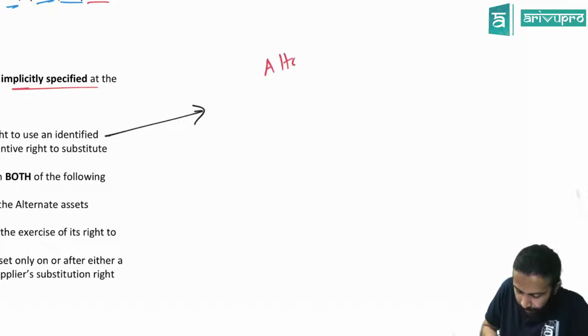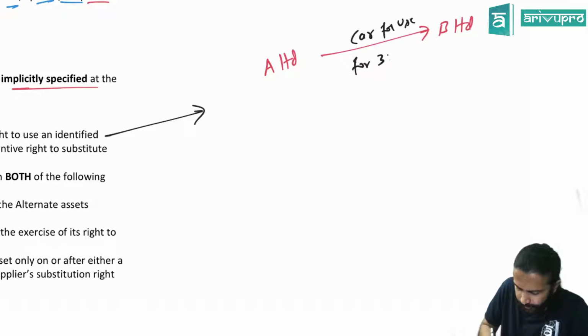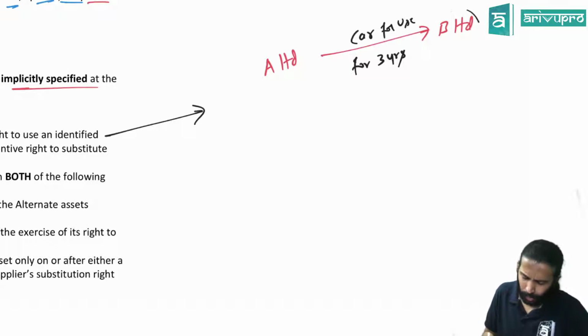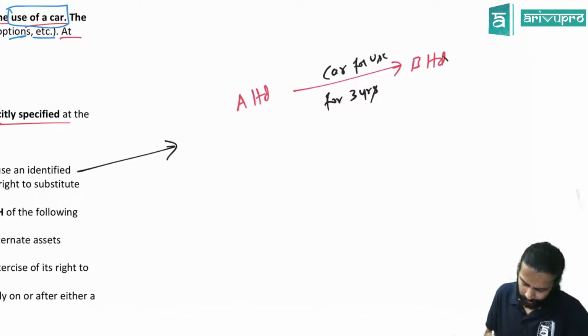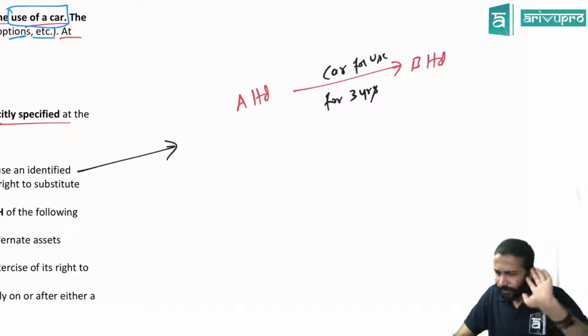Sir, A Limited approached B Limited and told them, I require a car for lease, a car for use. They want to use a car. They don't want to buy a car. They want to use a car for 3 years. B Limited is probably the car supplier. A Limited approached B and told, I require to use a car for about 3 years.